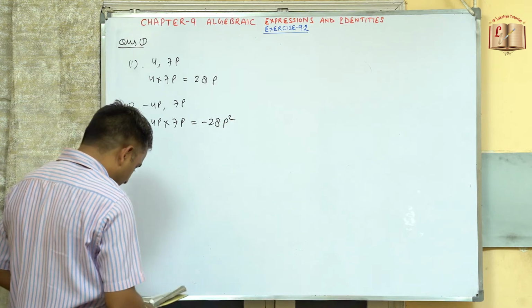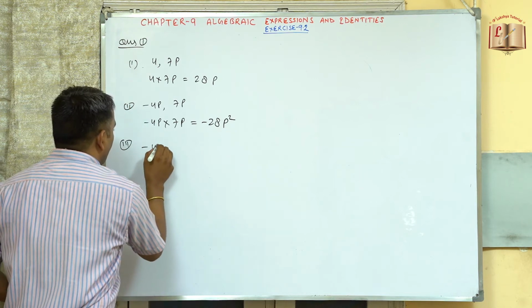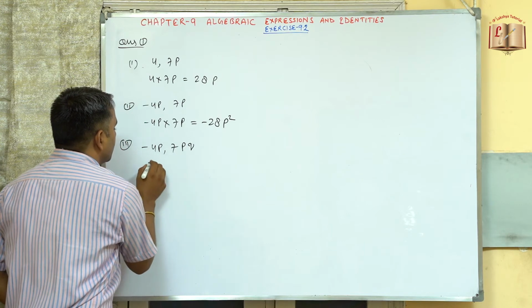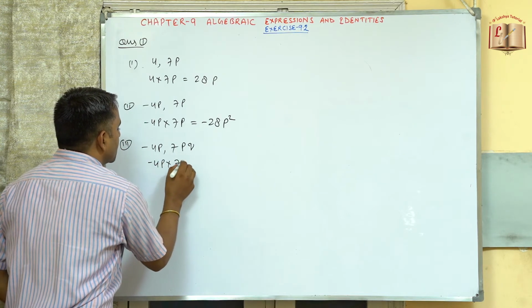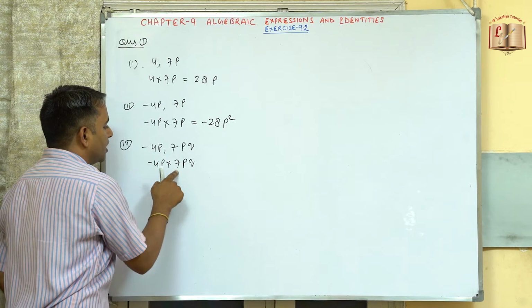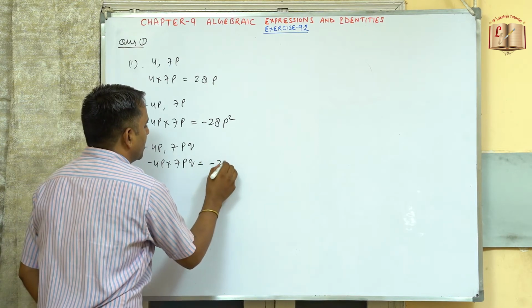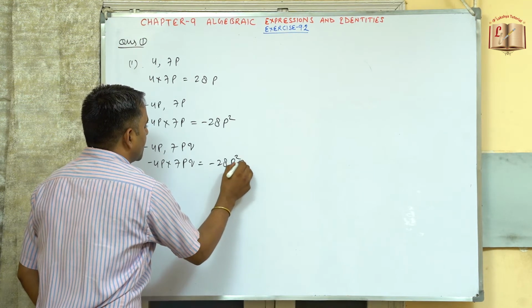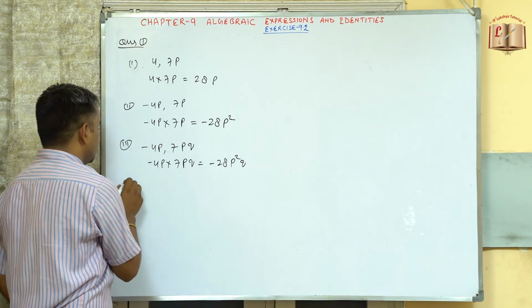Coming for the third part of it, this is now minus 4p and 7p cube. So it will be minus 4p into 7p cube. Now 4 into 7. So this will be minus 28 and p into p. So this will be p square and q as it is.